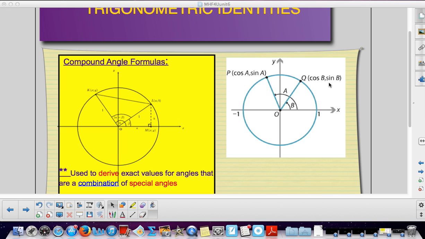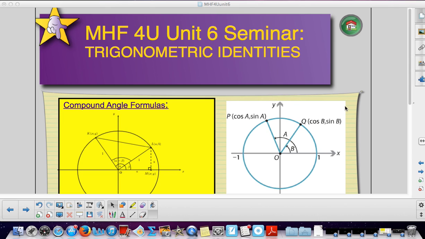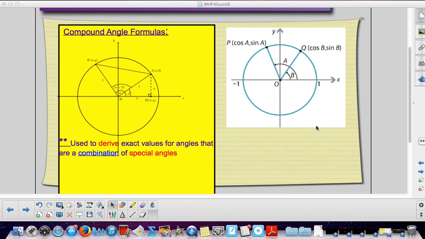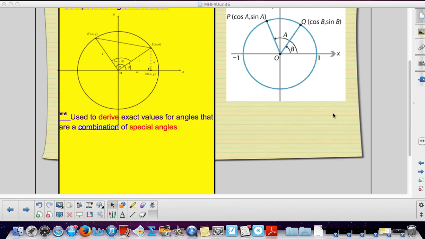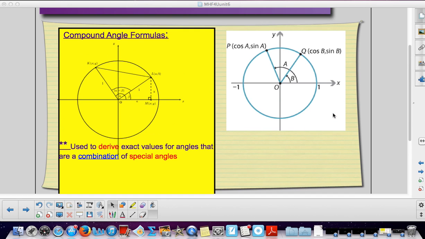Okay, so I did a part 1 where we went over some concepts in developing the compound angle formulas and double angle formulas. Okay, so this is part 2 of the Unit 6 seminar on trigonometric identities. Today I am going to do a little bit of repetition on the compound angle formulas, because last time I only focused on the cosine law. I want to do a little bit of tan and sine law as well.